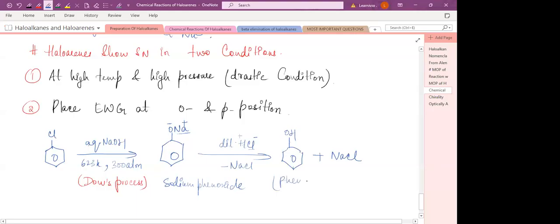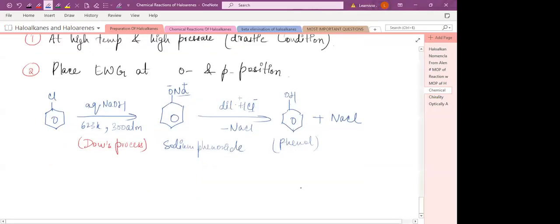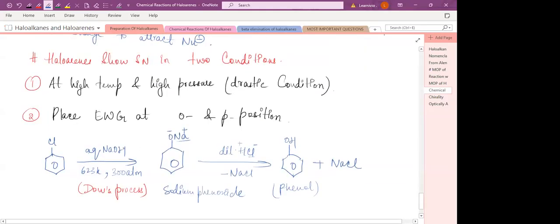This process is known as the Dow process. Okay, so it's very important, just remember that. So this is your nucleophilic substitution reaction, right? You can see the conditions: at high temperature and high pressure. First condition, right? At high temperature and high pressure, it is possible for a haloarene to undergo a nucleophilic substitution reaction.